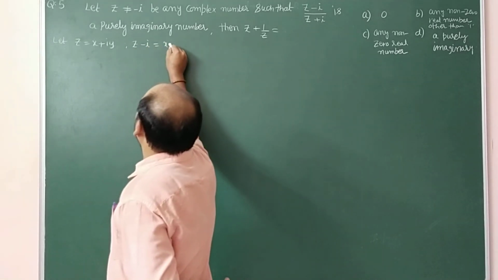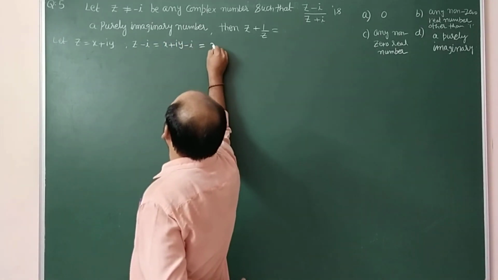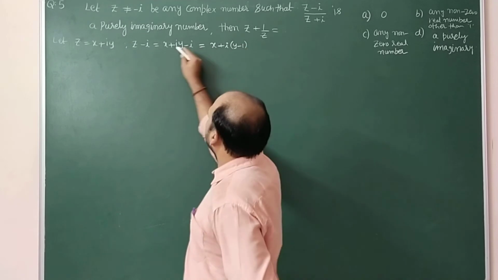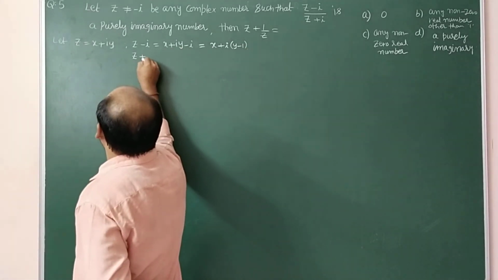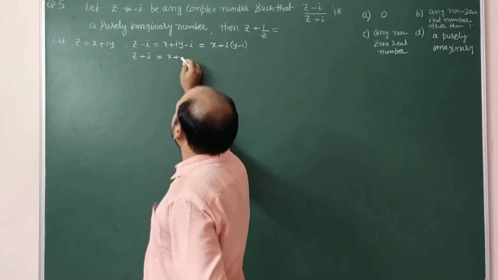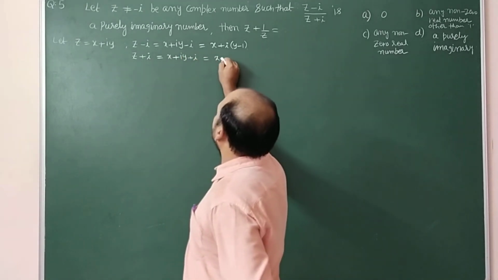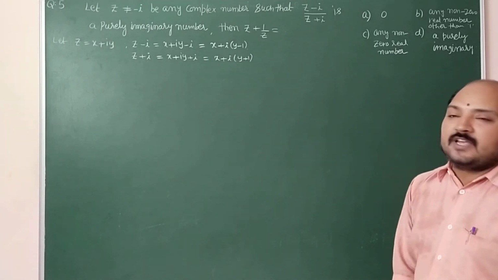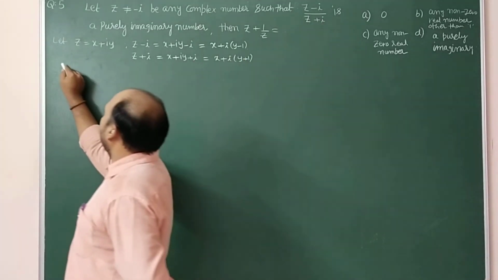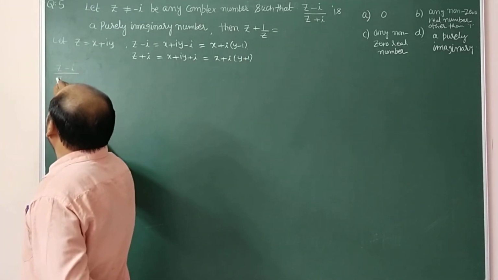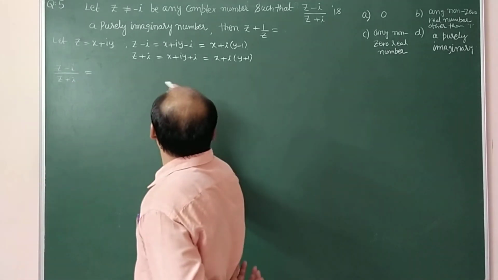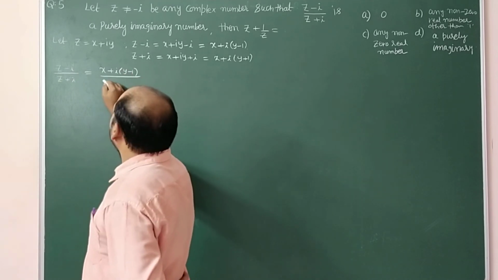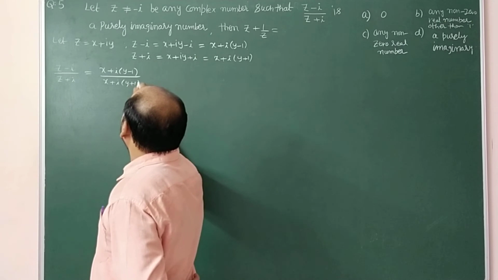z minus i equals x plus iy minus i, that can also be written as x plus i into (y minus 1), and z plus i is equal to x plus iy plus i, that is equal to x plus i into (y plus 1). Now come to z minus i by z plus i, which is equal to x plus i(y minus 1) divided by x plus i(y plus 1).